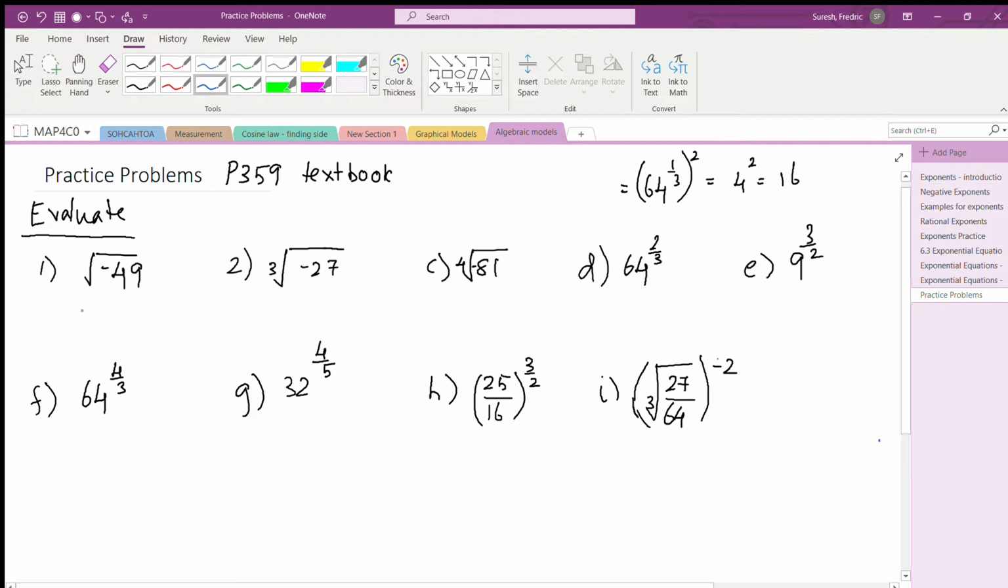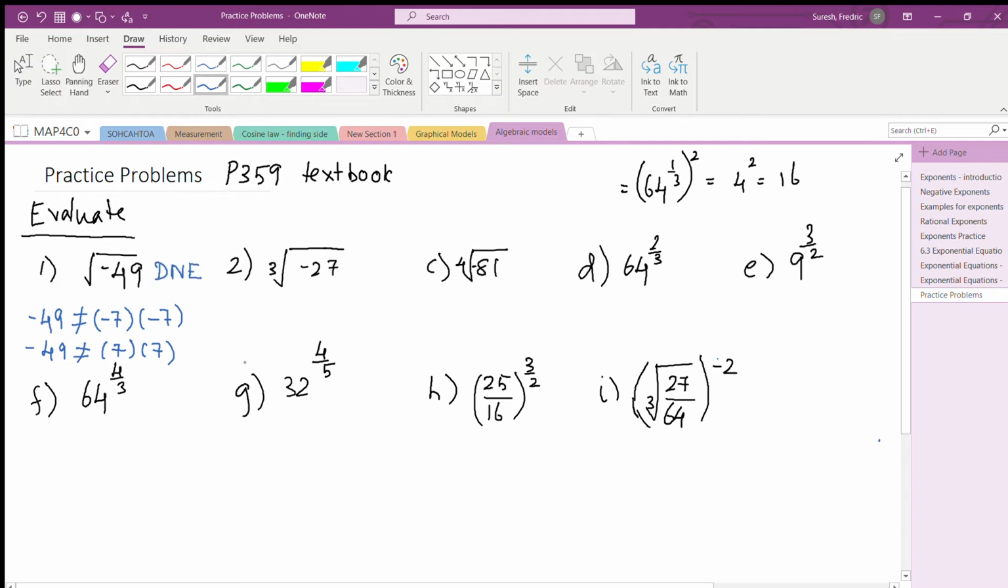The reason is that this negative 49, you can never express it as a product of two numbers and get the negative at the same time. For example, if you tried negative 7, that is plus 49, doesn't work. And negative 49, you can never express it as 7 times 7 either. So square root of negative numbers simply does not exist.